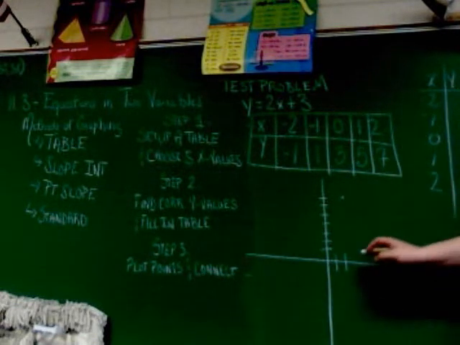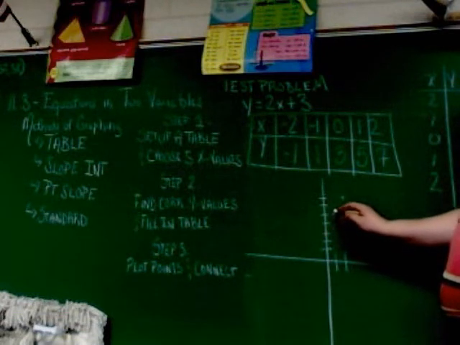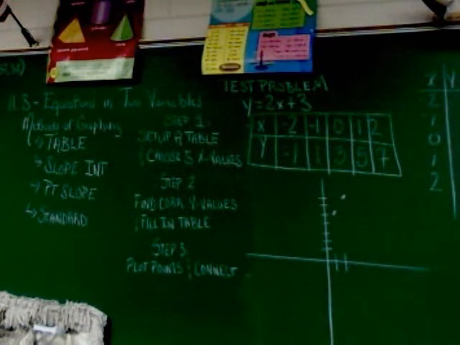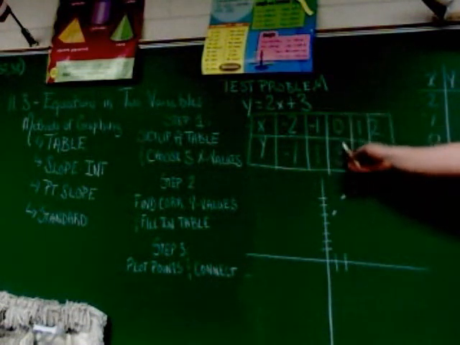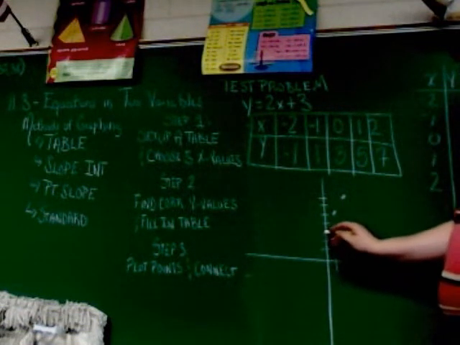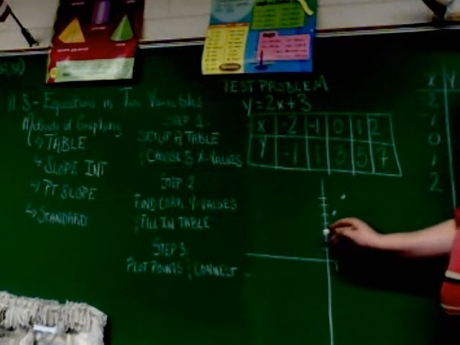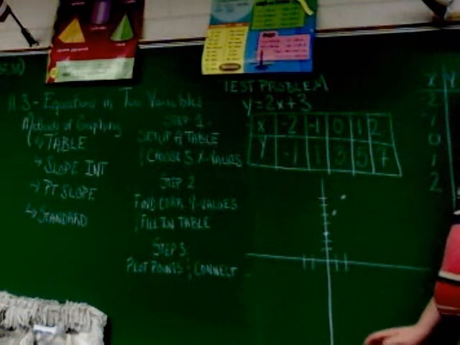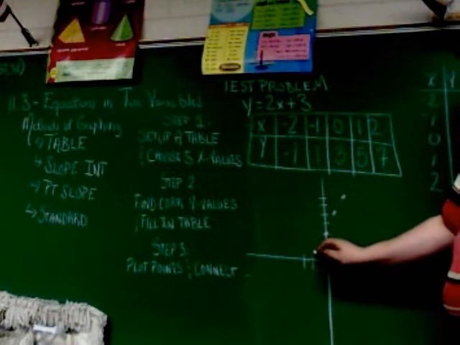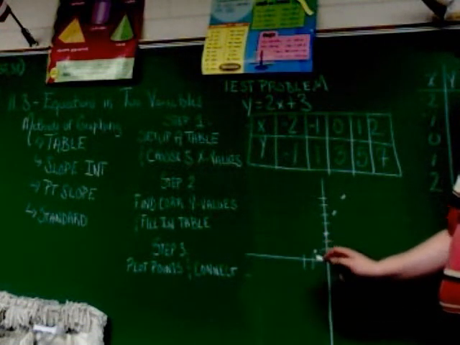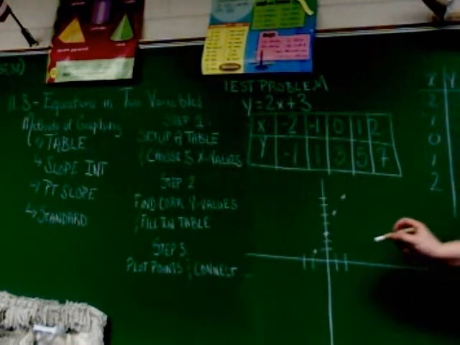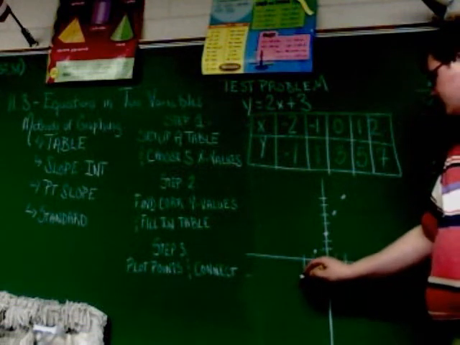(1, 5) means I go right 1, up 5, put a dot. (0, 3) means I don't go right or left, I just go up 3 and put a dot. (-1, 1) means I go left 1, up 1, put a dot. Again, I'm restarting at the origin every single time. And then (-2, -1) means I go left 2 and down 1 for my last dot.